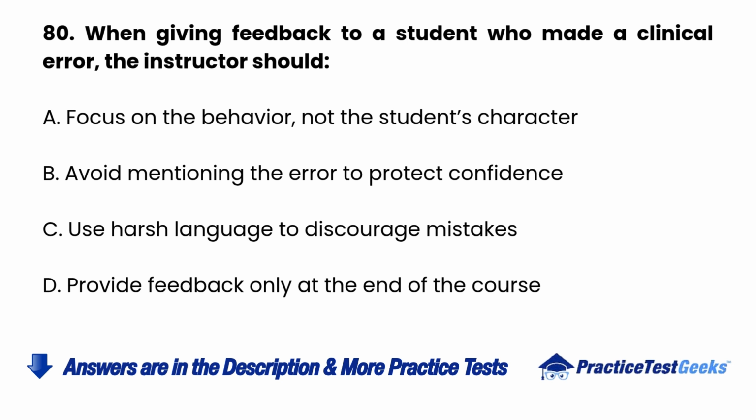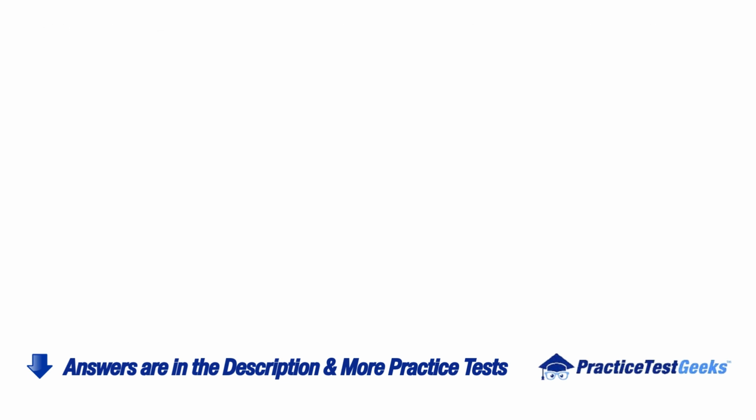80. When giving feedback to a student who made a clinical error, the instructor should: A. Focus on the behavior, not the student's character. B. Avoid mentioning the error to protect confidence. C. Use harsh language to discourage mistakes. D. Provide feedback only at the end of the course.